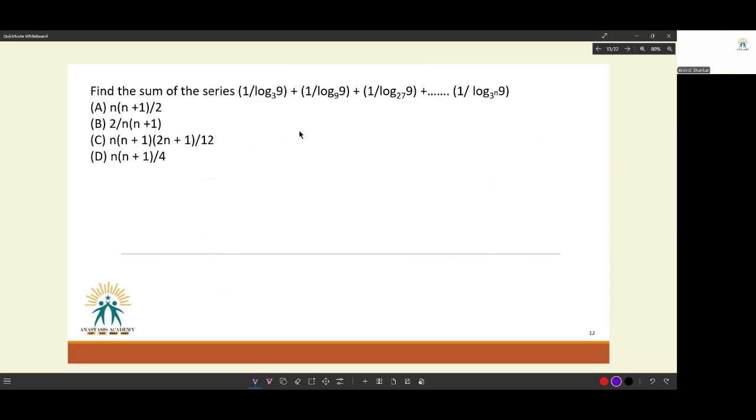Okay. Then find the sum of the series: 1 by log 9 to the base 3 plus 1 by log 9 to the base 9 plus 1 by log 9 to the base 27, all the way up until plus 1 by log 9 to the base 3 raised to the power n.